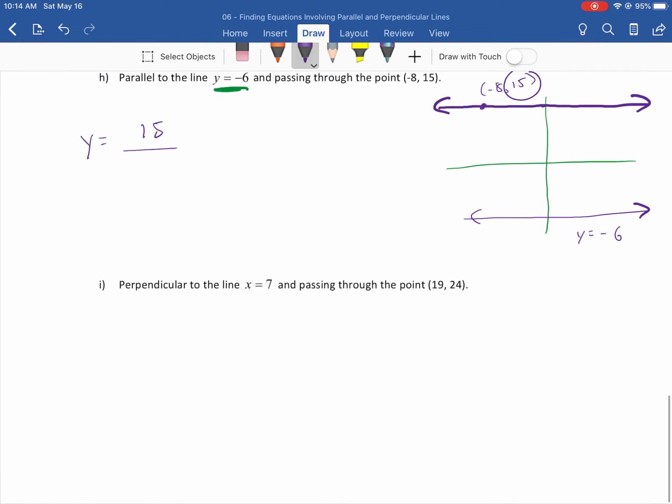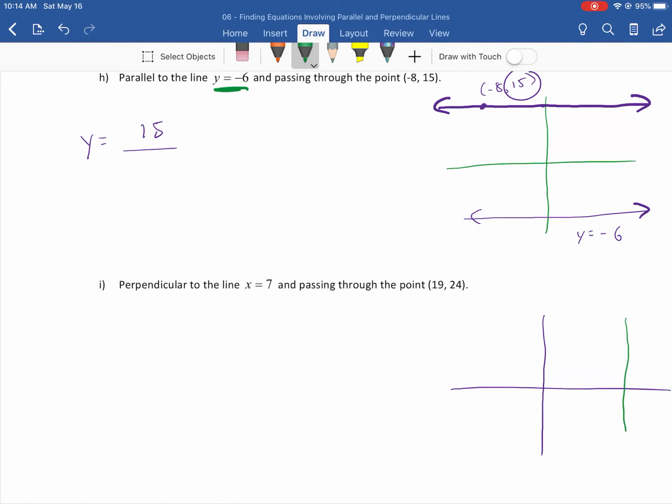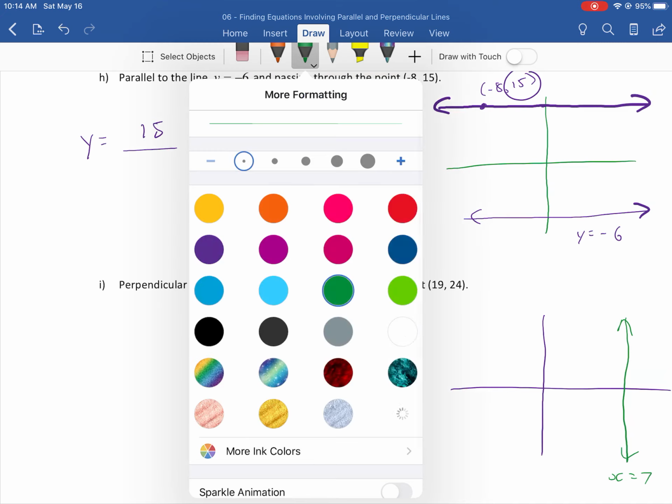One more, sort of like that. This one says perpendicular to x equals 7. Now it's important to know what x equals 7 looks like. X equals 7 is a vertical line going through the value 7. There's what we're talking about here. So if we want to be perpendicular to a vertical line, then we again, in this question, want some kind of horizontal line. And where does that horizontal line go through?